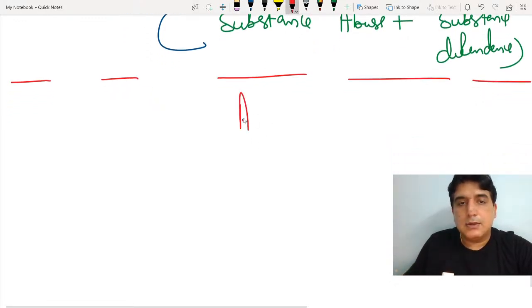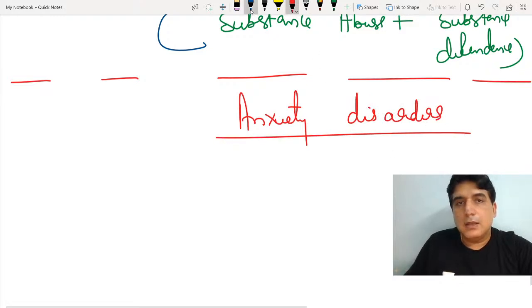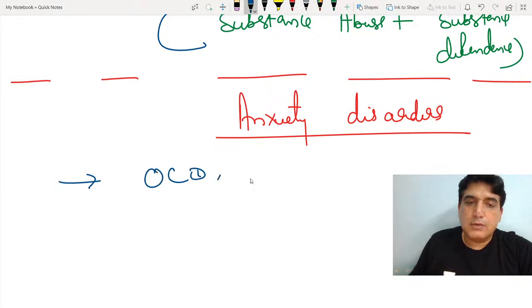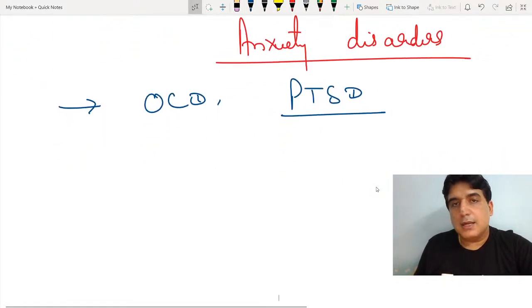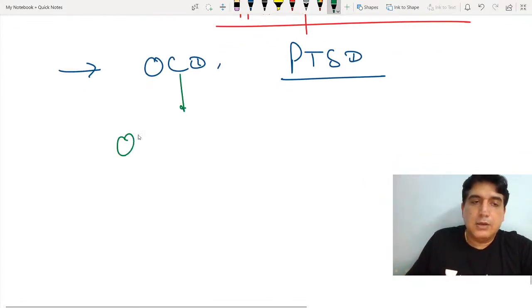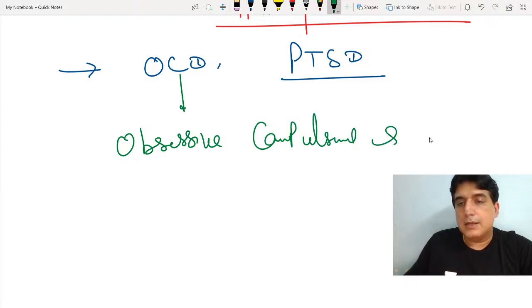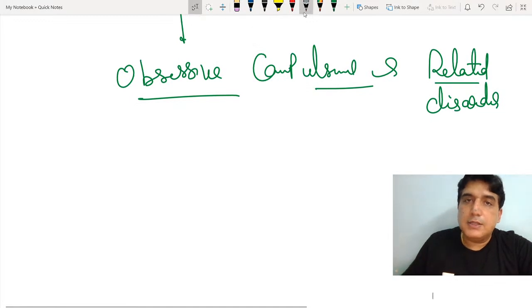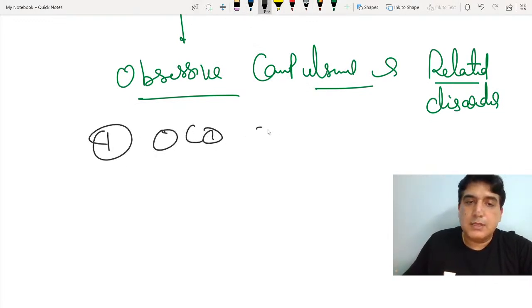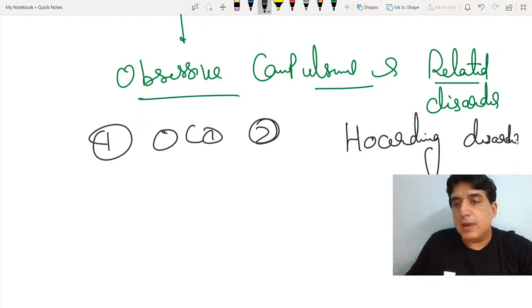in anxiety disorders, before, OCD, obsessive compulsive disorder, and post-traumatic stress disorder, we were counting under anxiety disorder. Now they are no more under anxiety disorder. For OCD, we have a separate category, obsessive compulsive and related disorders. In obsessive compulsive and related disorders, we have OCD, and we have hoarding disorder, which has been included as a new diagnostic entity.